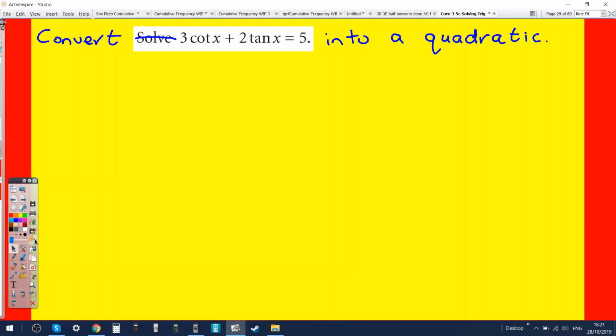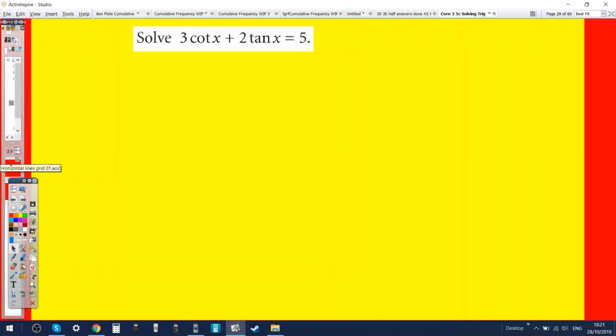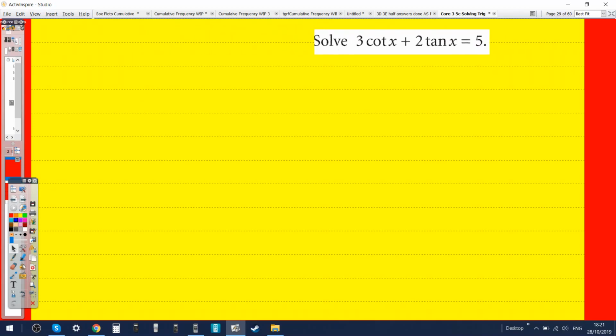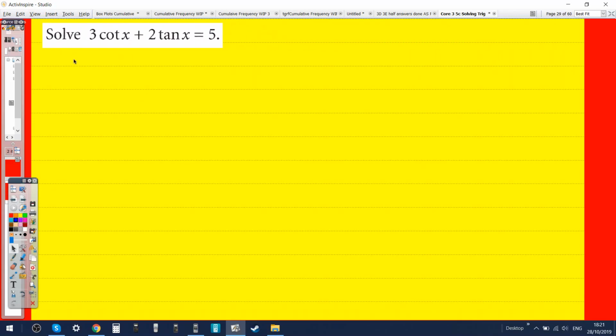Yeah. How do we do this one? Okay, so that one is 3, 1 over tan. So I'll try it as 3 over tan x. Yeah. So 3 over tan x plus 2 tan x equals 5.